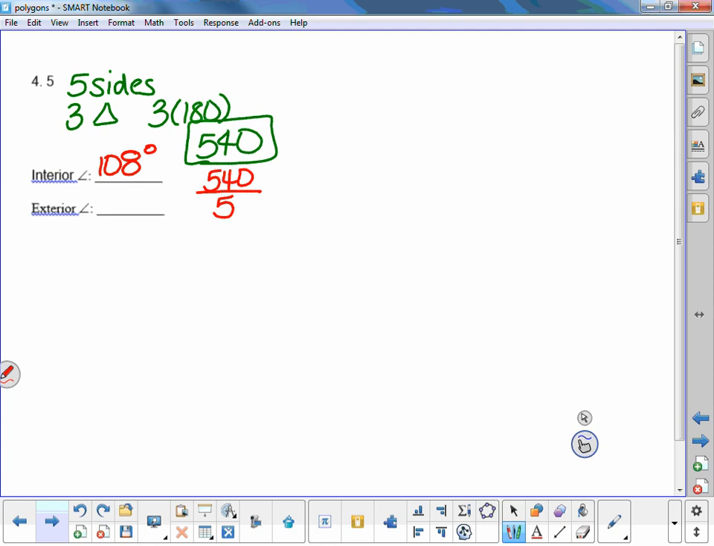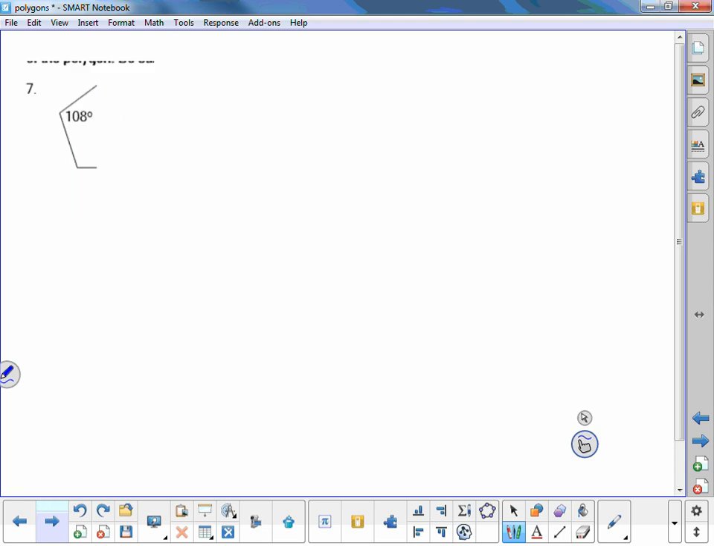Now for the exterior, remember all the exteriors equal 360 degrees, correct? So if I want to find one of the exterior, I need to divide it by the number of sides. 5. And you're going to get 72 degrees. If you notice, these two add up to 180.